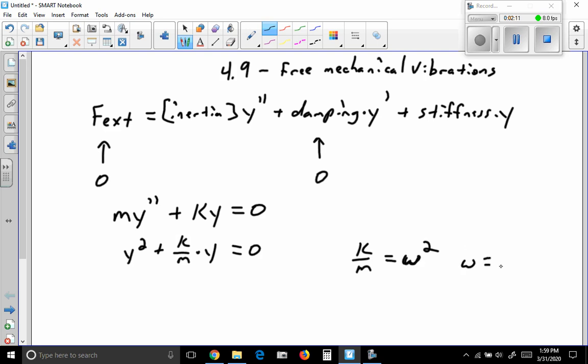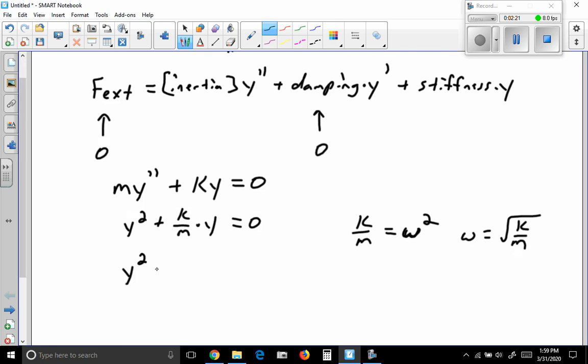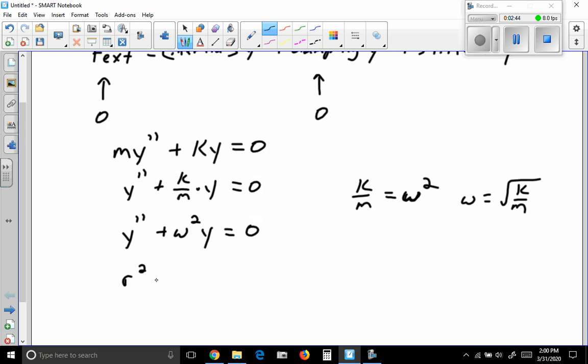So omega is the square root of k over m. In a minute, we'll see why we replace it with omega squared and not just omega. So y double prime, be careful here, that's not squared, that's the second derivative, y double prime, plus omega squared y equals 0. So this is a homogeneous equation. So our characteristic equation is r squared plus omega squared equals 0.